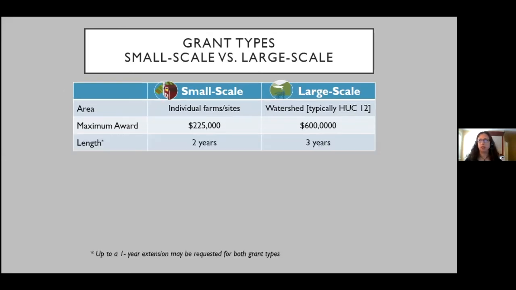The small-scale TRM grant period is 2 years, whereas the large-scale TRM grant period is 3 years. Both large and small scale TRM grantees may request a 1-year project extension. However, extensions are not guaranteed, and grantees cannot apply for a grant with a project schedule that intends to take more than allowed by the initial grant period.